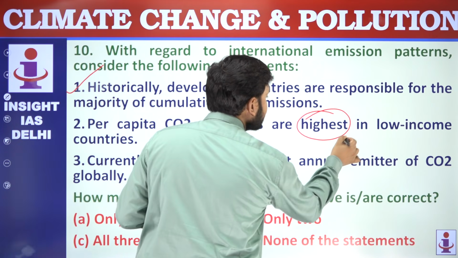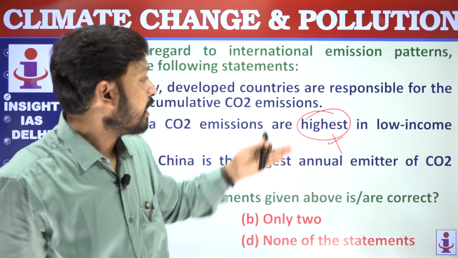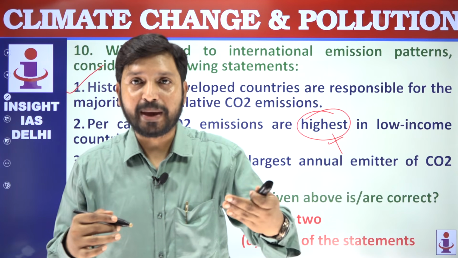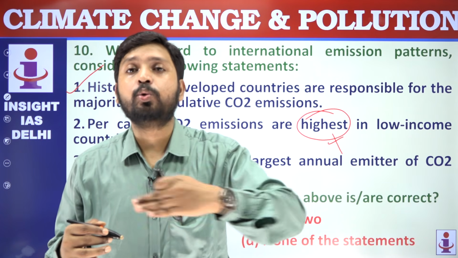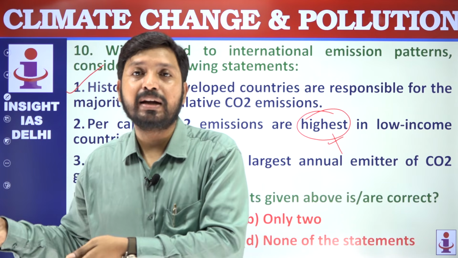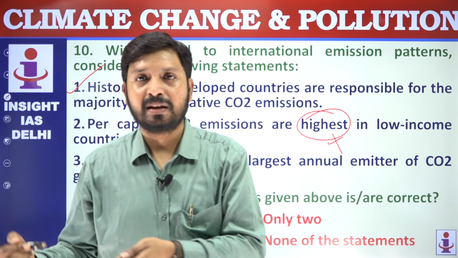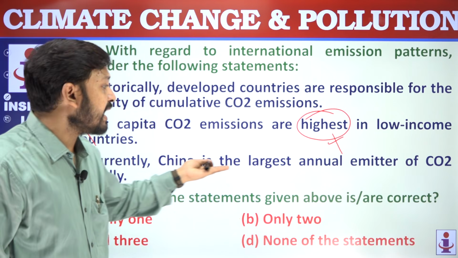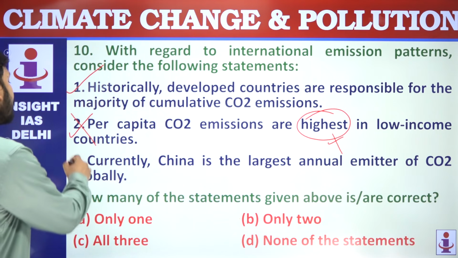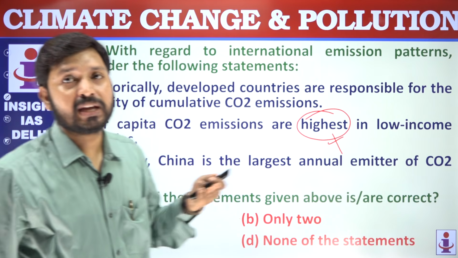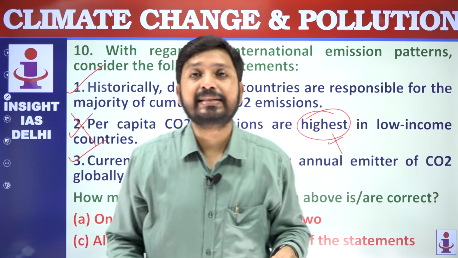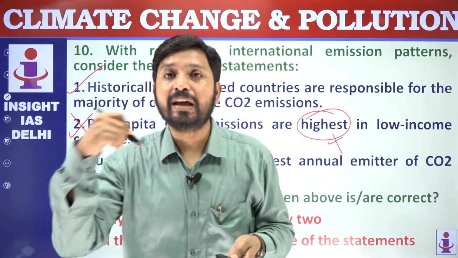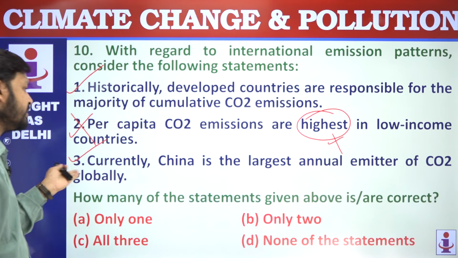No, this is the wrong statement, because it is the lowest in low income countries. If you compare developed countries, their per capita emissions are huge, but when we see the low income countries, the per capita emissions are very, very less. So this is the wrong statement. Next one, currently China is the largest annual emitter of carbon dioxide globally. Yes, this is the right statement. When we see how much a country as a whole is releasing, China stands first, after that the USA, after that India will come. So third is India and China is the top one.